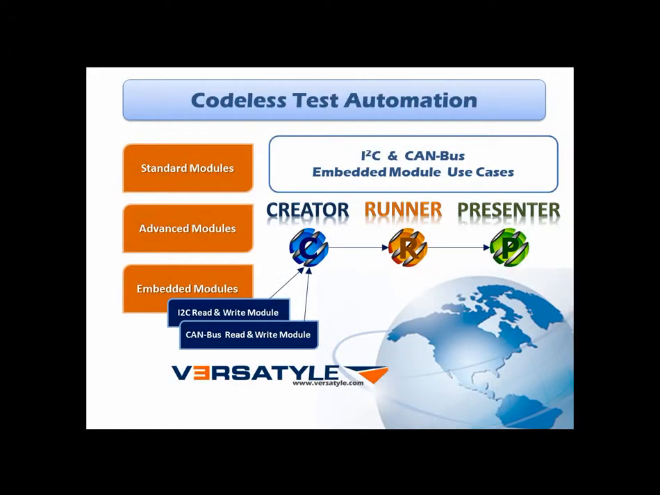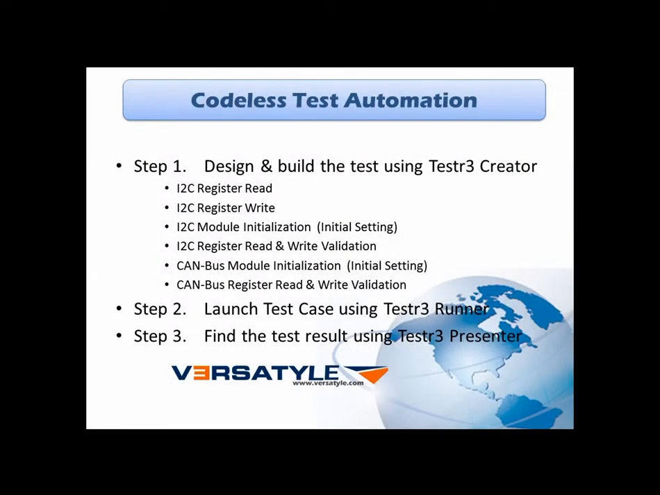The following shows the codeless test automation modules and how I2C will help you to create your test cases much easier and more efficiently. Test Tree Studio is composed of 3 main sections which include different modules. These modules are as follows: standard modules, advanced modules, and embedded modules. Embedded testing, codeless test automation. The following steps are going to be presented.